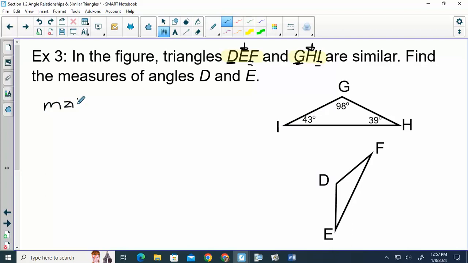So, the measure of angle D, I know would have to be the same as G, so that would be 98 degrees. The measure of angle E has to be the same as the measure of angle H, so 39 degrees. So make sure you use the statement given. Don't just try to look at the picture and guess. Order matters.